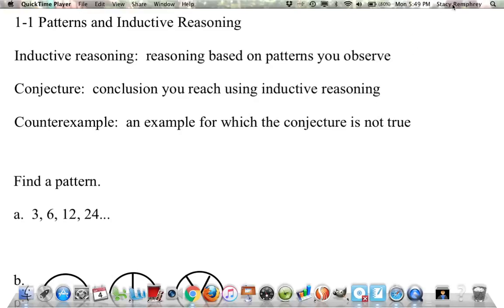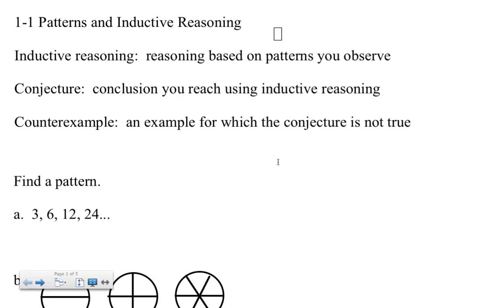So the first section just talks about patterns and inductive reasoning, and a lot of math comes from patterns and things people recognize as patterns and use those ideas of patterns to develop a bigger idea. So inductive reasoning is the reasoning based on patterns you observe. In geometry, we're also going to do a kind of reasoning called deductive reasoning, but that's not what we're in yet. So inductive reasoning, reasoning based on patterns you observe.